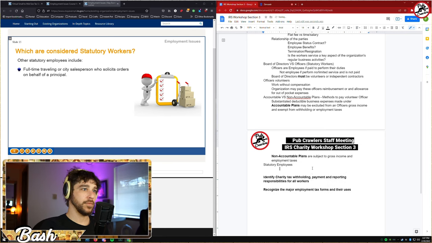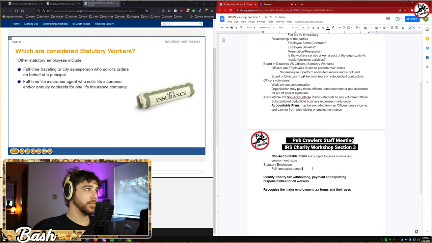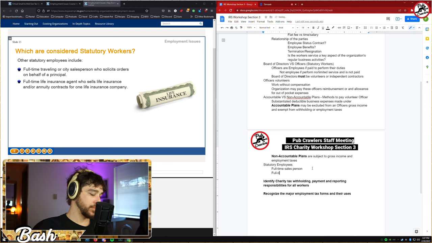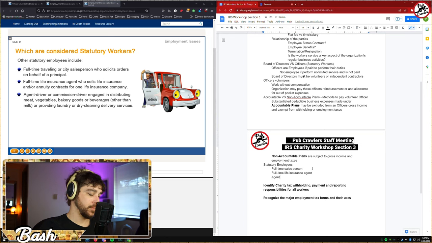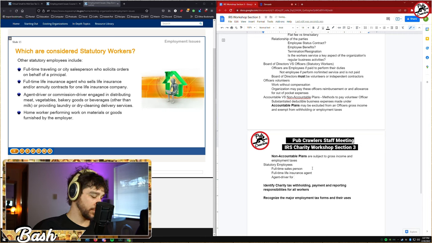The merchandise sold must be for resale, like food that's sold in a restaurant, or for supplies used in the buyer's business. A full-time life insurance agent whose principal business activity is selling life insurance and/or annuity contracts for one life insurance company. An agent driver or commission driver engaged in distributing meat, vegetables, bakery goods, beverages other than milk, and laundry or dry cleaning services, and a home worker performing work on materials or goods furnished by the employer.